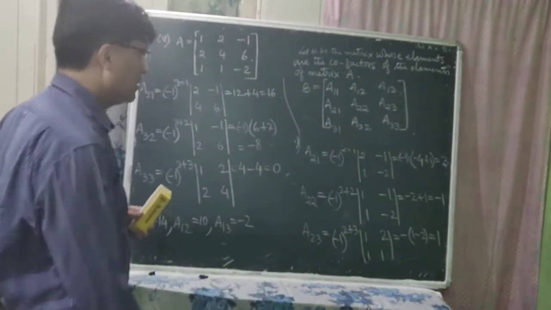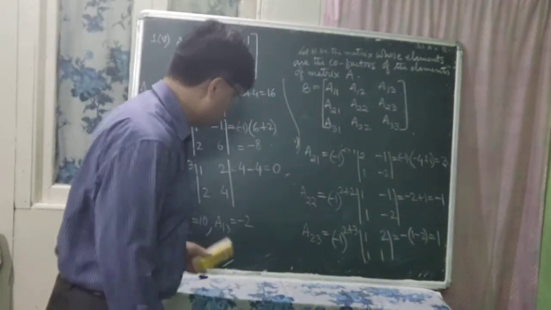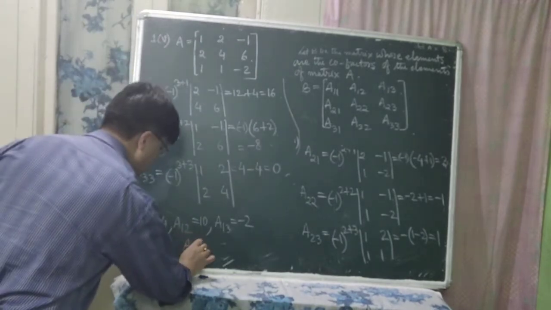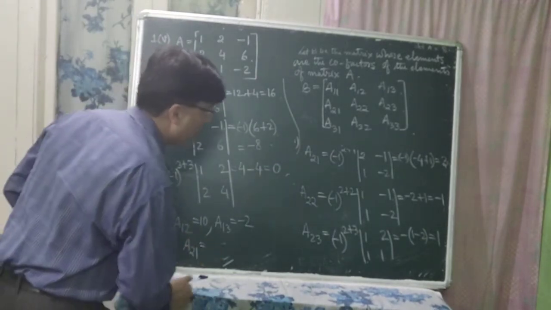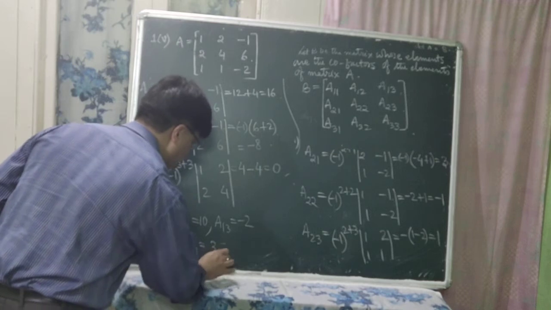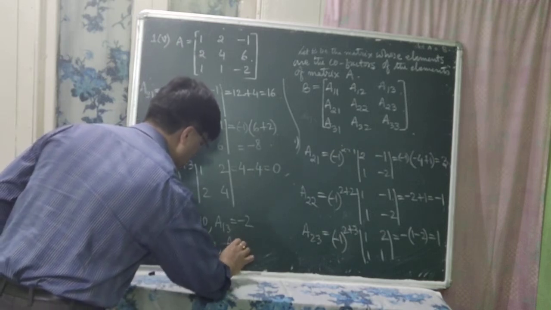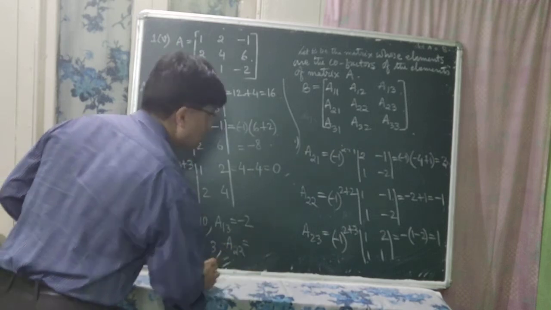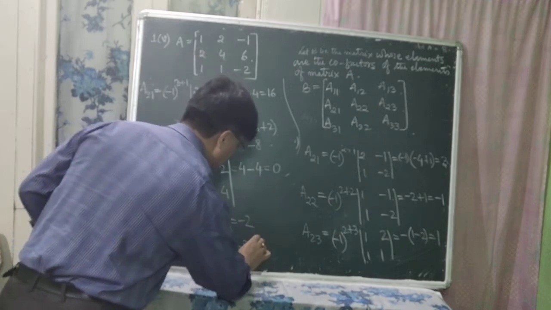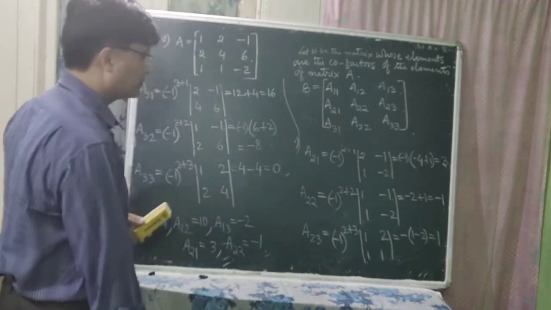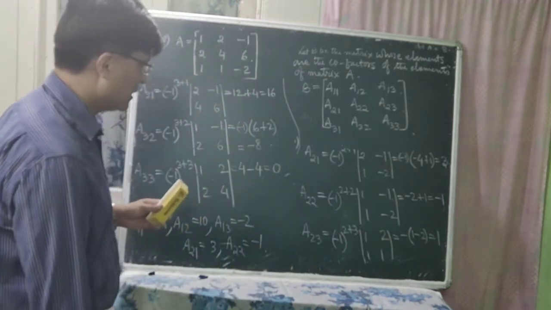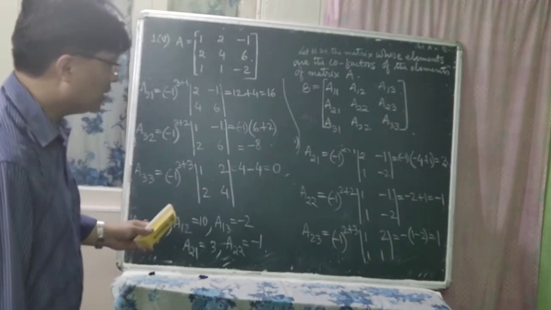Let us write A21 here. What was A21? It was 3. And what was A22? It is -1. Is that correct? A21 is 3 and A22 is -1.